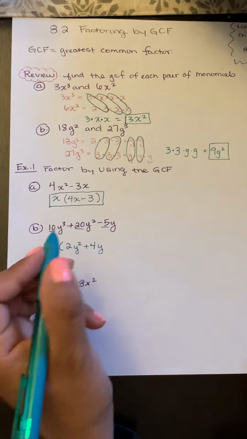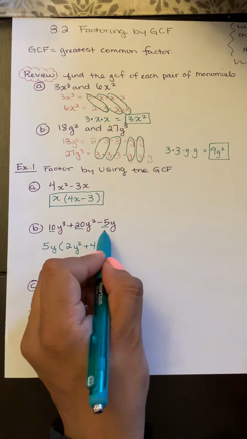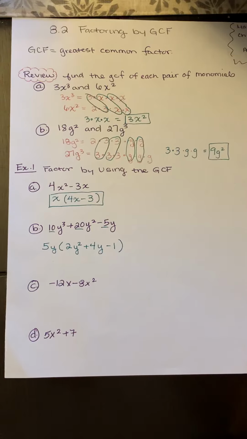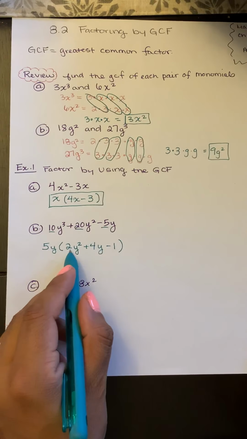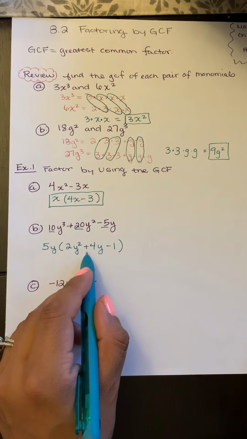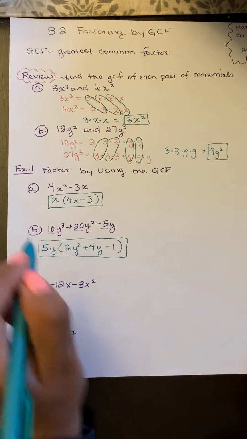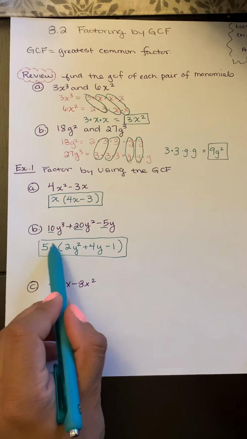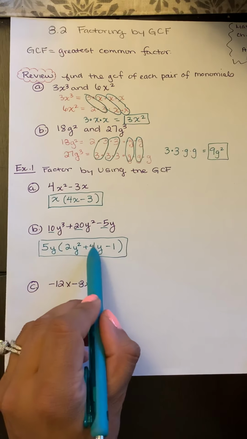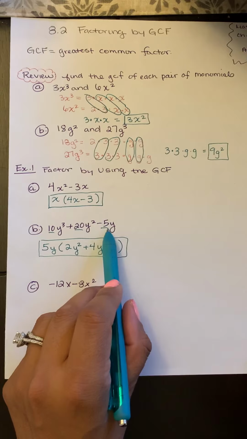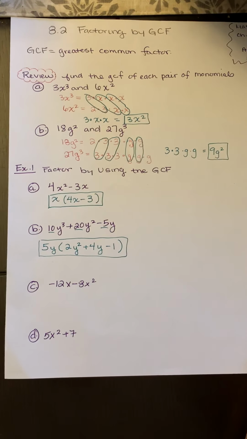Very nice. And how do I change this 5y into negative 5y? Simply multiply it by a negative 1. All right, there's your final answer: 5y times the quantity 2y squared plus 4y minus 1. And students, if you're not comfortable and you're not sure if you did it right, take this 5y and distribute it. And if you get 10y cubed plus 20y squared minus 5y, you are on the right track. Okay?